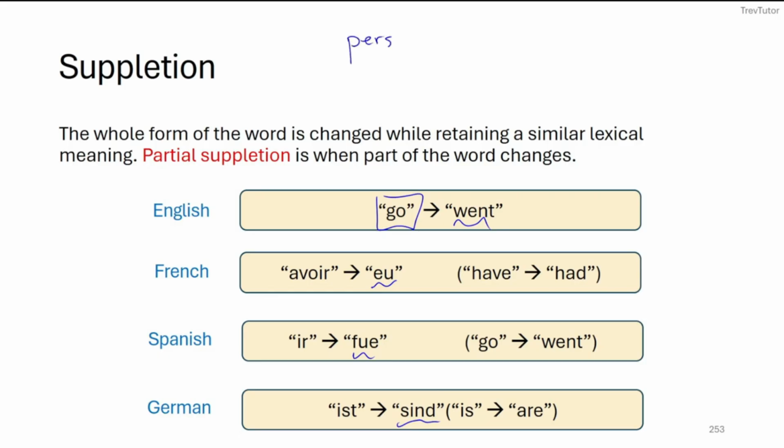So one kind of questionable example is person to people. It's kind of difficult to tell whether this is suppletion or partial suppletion, but one of the important parts of the word, which is p in this case, is kept the same. So I would argue this is more partial suppletion than full suppletion.